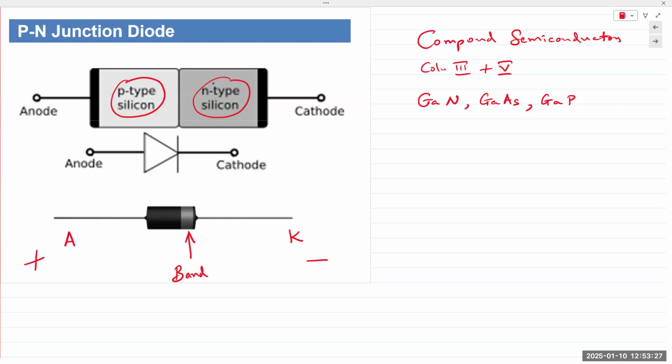So the question being asked is about the color. And yes, depending on the dopant impurity that we introduce into the semiconductor, the wavelength of the light changes and hence the color changes. Good question.